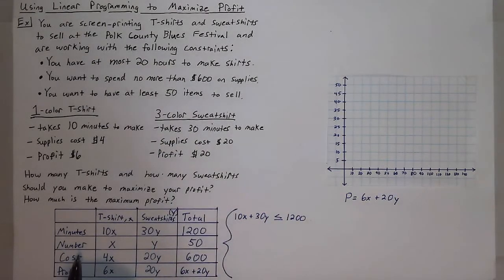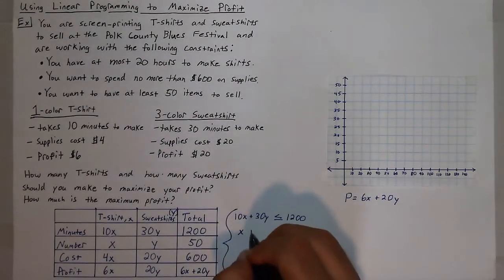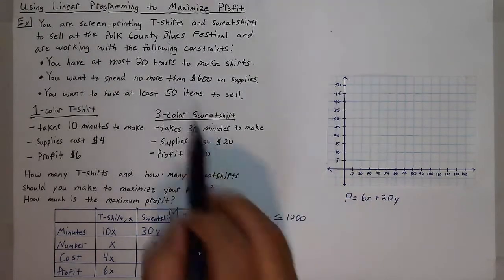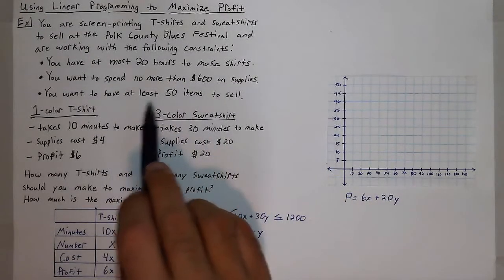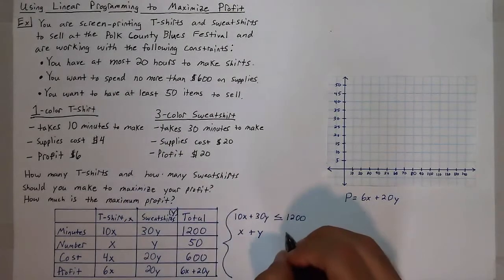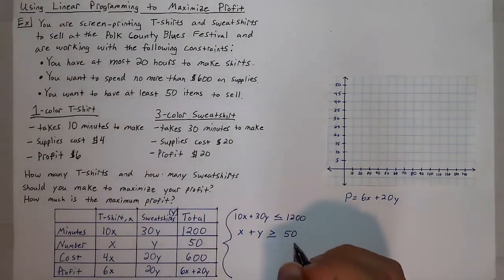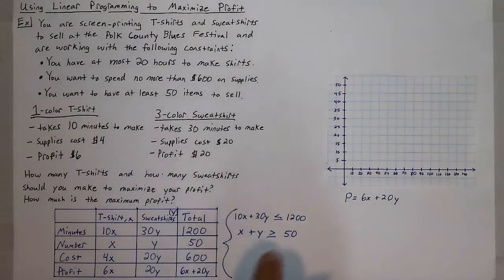Next up, x plus y is the total number of items we'll make. And we'll see here that we want to make at least 50. So in this case, I don't want to be less than or equal to 50. I want to be greater than or equal to 50. So I can still make more than 50, but at least that much.